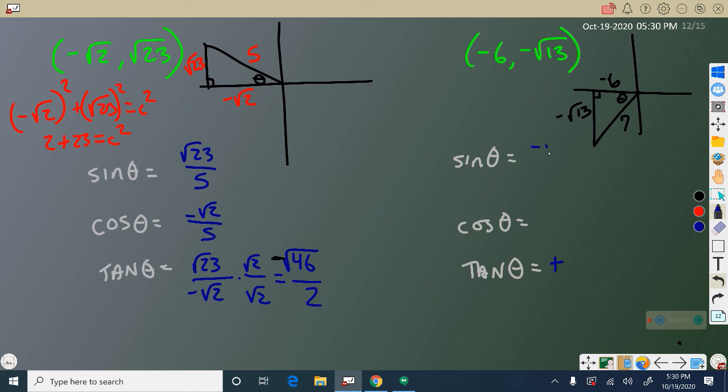Sine is the opposite over the hypotenuse. Cosine is the adjacent over the hypotenuse. Tangent would be the opposite over the adjacent. They were both negative, so negative divided by negative is what will turn into the positive that we needed to get. There you have it with using right triangles to find trig functions going through any given point.